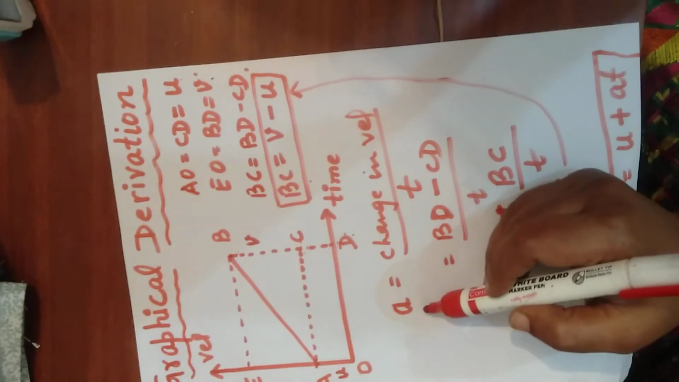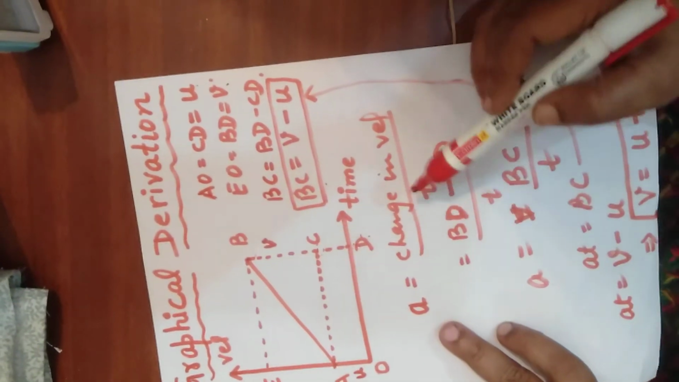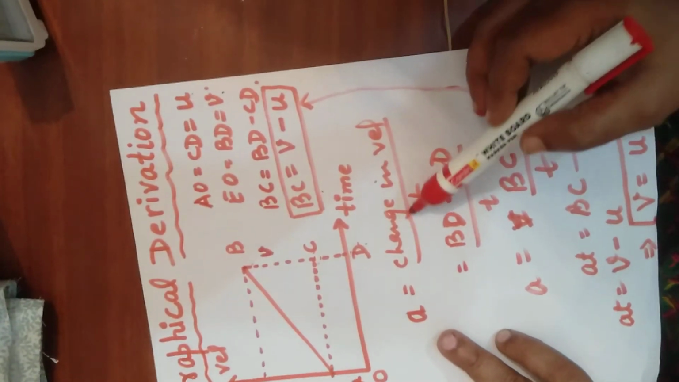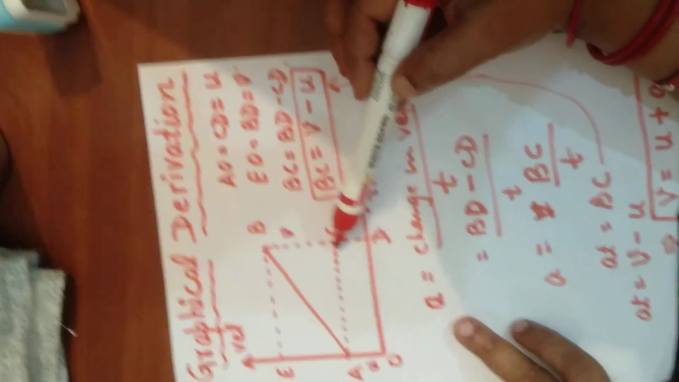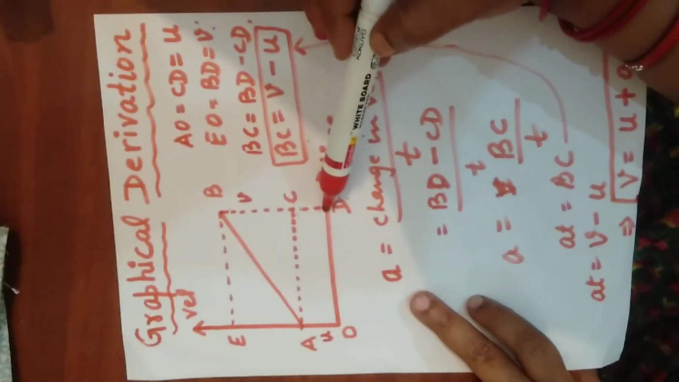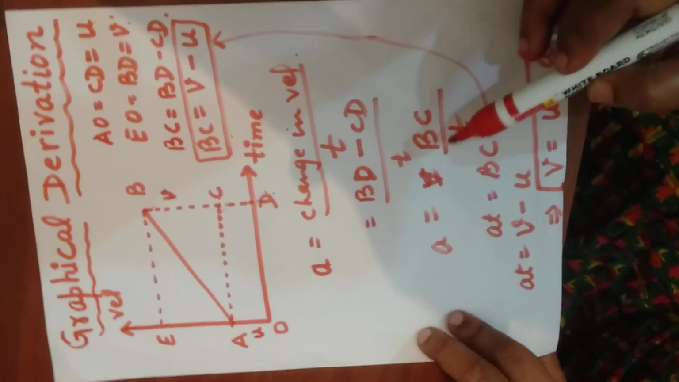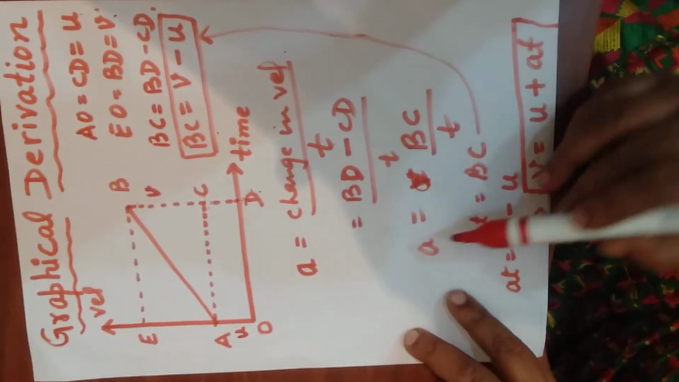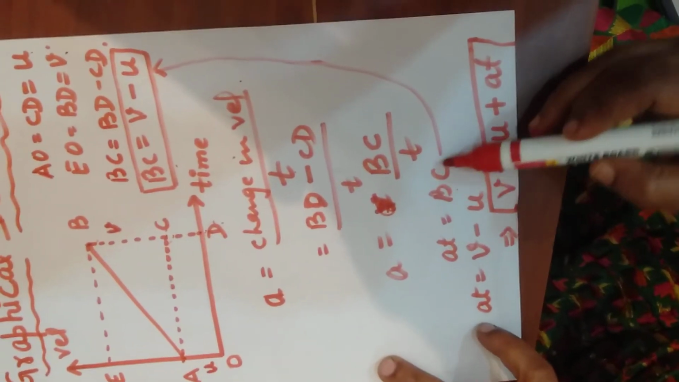Now we know that acceleration is equal to rate of change of velocity. So A is equal to change in velocity upon time. And what is change in velocity? See the graph. Our final velocity is BD and initial is CD. So what will be the change in velocity? Change in velocity is BC. So BD minus CD by T, that is BC upon T. So acceleration is equal to BC by T or AT is equal to BC.